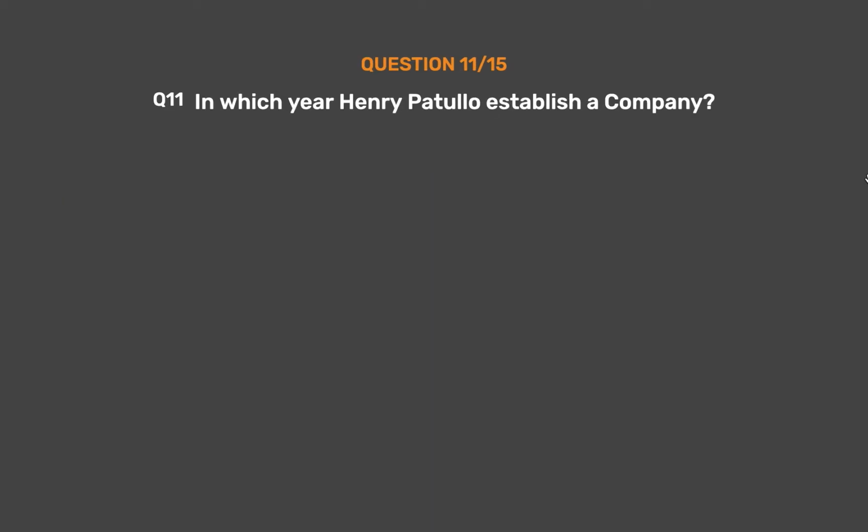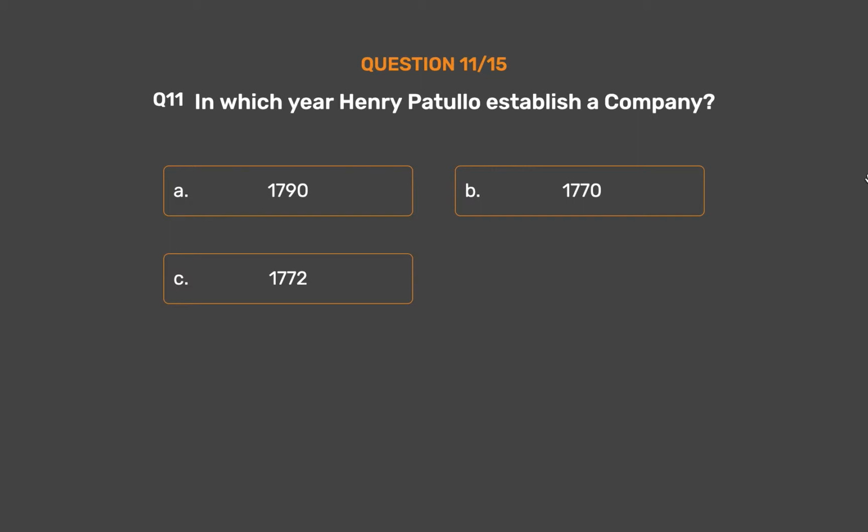Question number 11. In which year Henry Patullo established a company? Option A. 1790. Option B. 1770. Option C. 1772. Option D. 1775.